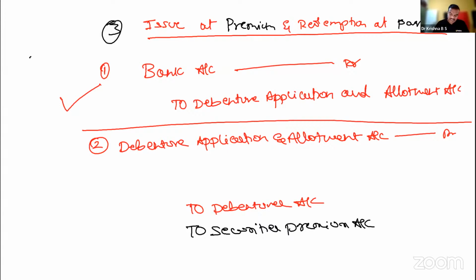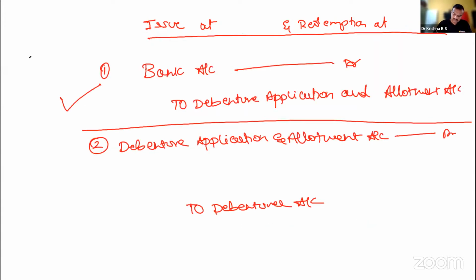Okay, shall we go to the next case? Case number 4. What is case number 4? It is securities premium, Nishal. It is securities premium reserve also, you can write it, no problem. Okay, case number 4: issued at par, redemption at premium.